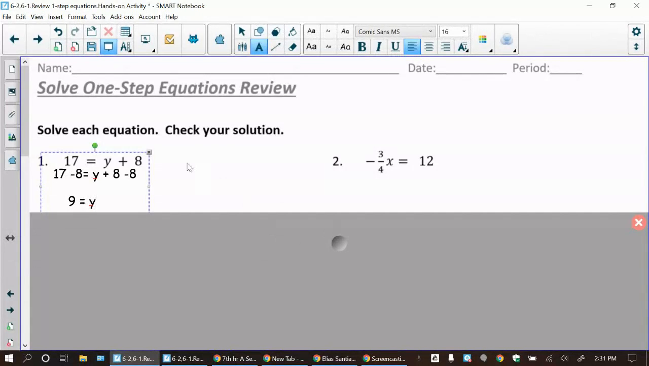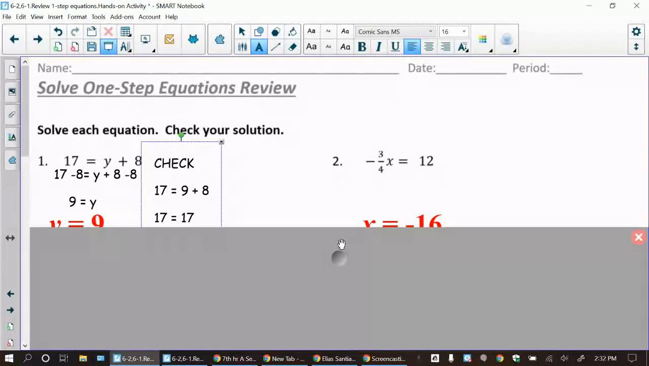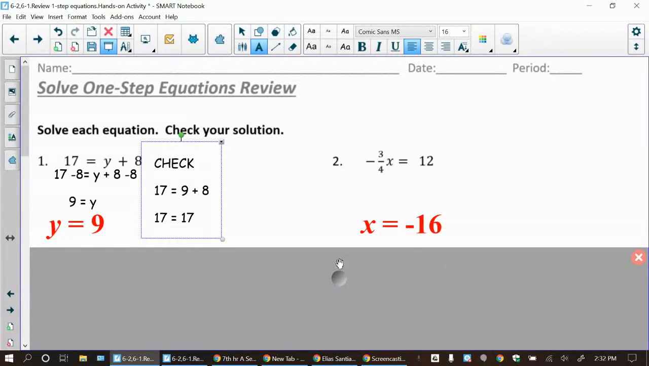Then obviously check your work. Remember, you must check your work. Is 17 equal to 9 plus 8? Yes, 17 equals 17. Okay. What about for number 2? You can't just put x equals negative 16 and be done. How am I going to get rid of that? What work do I need to do?